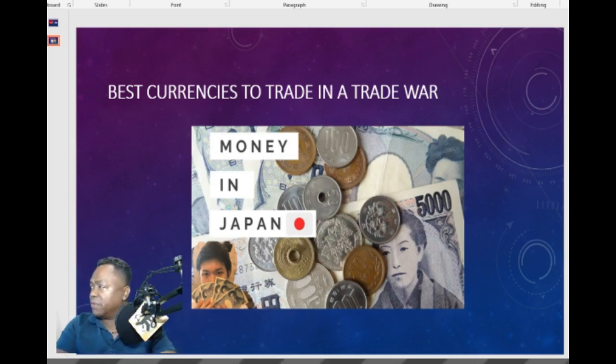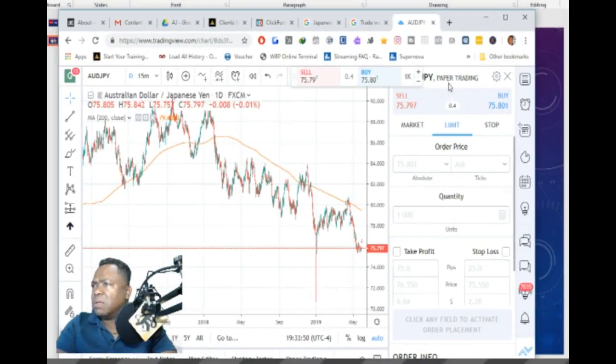Remove all drawing tools. Okay, so here we go. Here is our chart here.